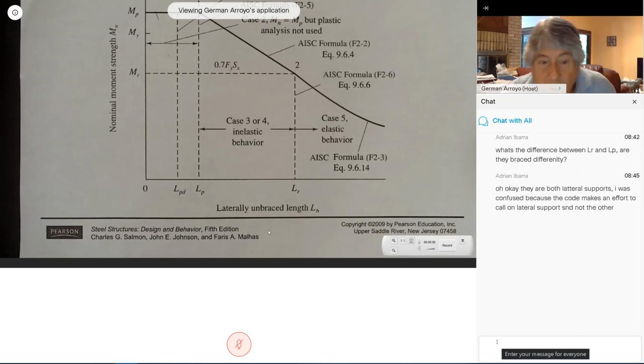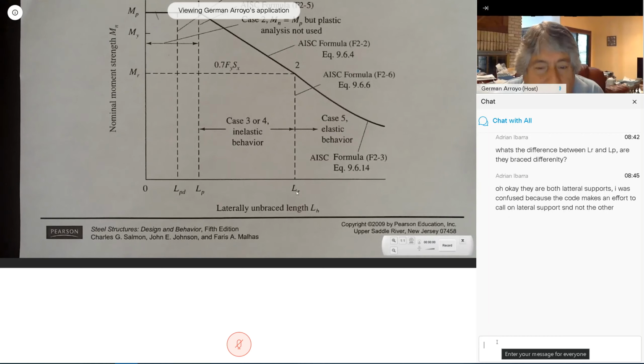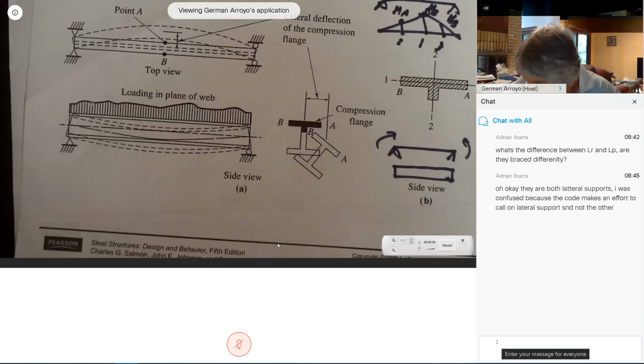Of course, so, okay, there are both lateral support. I was confused because the code makes an effort to call out lateral support. And no, don't worry. But remember, all of this is an indication of which moment is controlling your design, or especially which equation is controlling your design. And each section has its own L sub P and L sub R. So we're going to go back to the code.